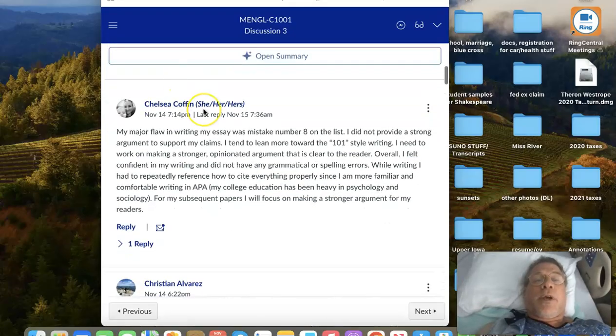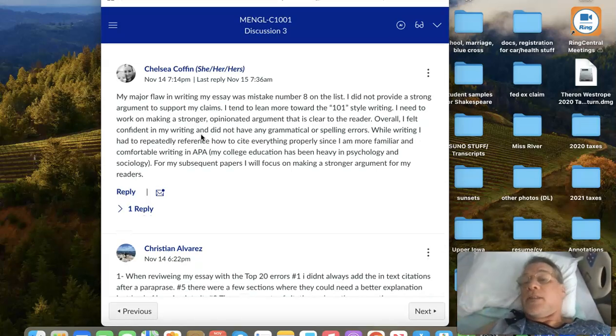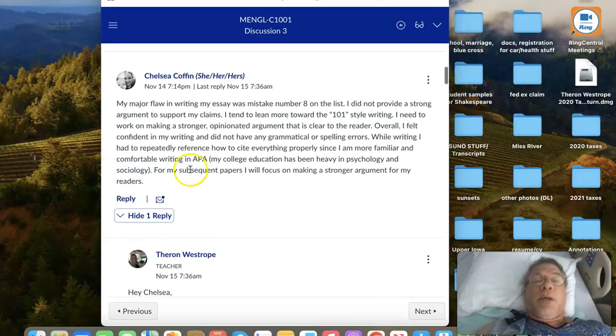Chelsea had a really strong essay, and she talked about a major flaw in her writing being writing in 101 style, what I call explanatory writing. But she went on to say that she's in the sciences, and in the sciences, that's what you do. So I want to just simply share my response with her to help you differentiate these different styles of writing that exist. Let's see, let me call it up here.